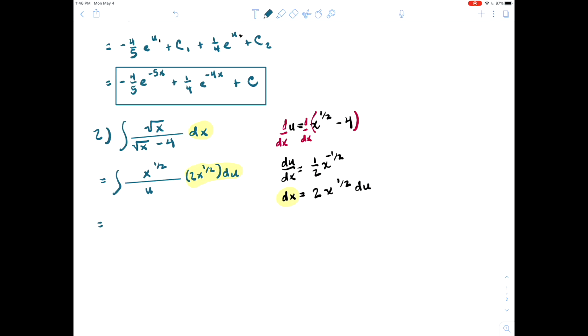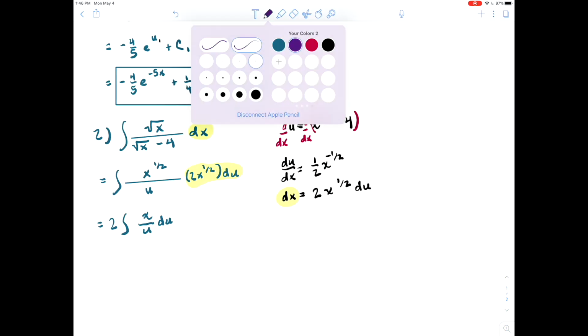So now let's see what we've got. This is going to equal, well, x to the 1/2 times x to the 1/2 is x, right? And I can bring this 2 outside. So now I've got 2 times x over u du. Good so far? So here's the trick. We need to come back a little bit here.